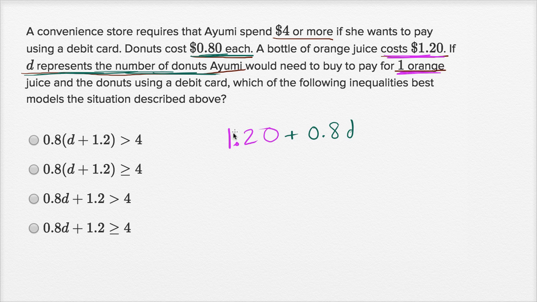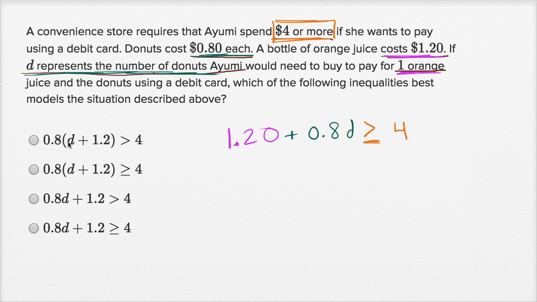So this is what she's spending on that one orange juice. This is what she's spending on the D donuts. And in order to use her debit card, she needs to spend $4 or more. So this thing right over here needs to be greater than or equal to $4. Once again, greater than $4, that's the 'or more', but it could also be exactly $4, and that's why we have the equal sign right over here.